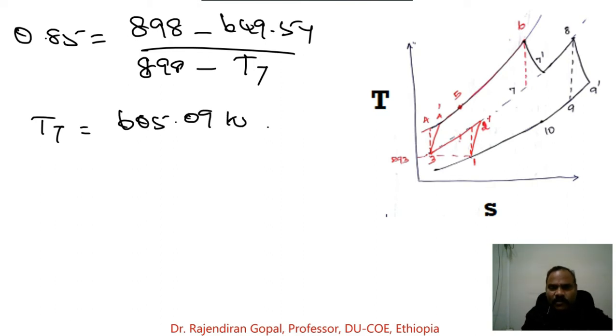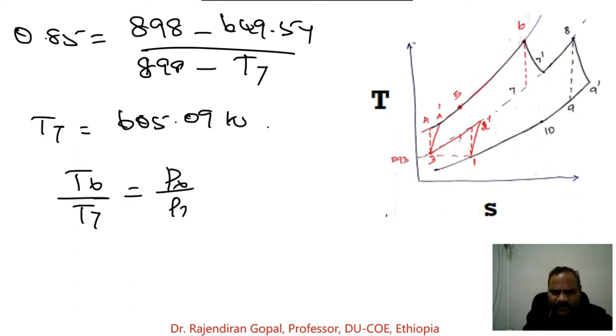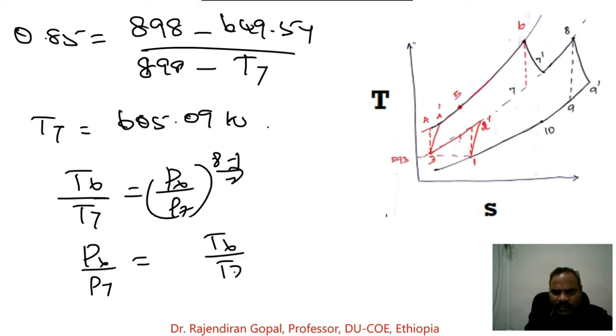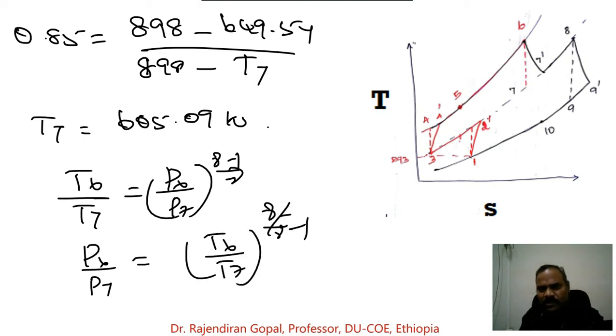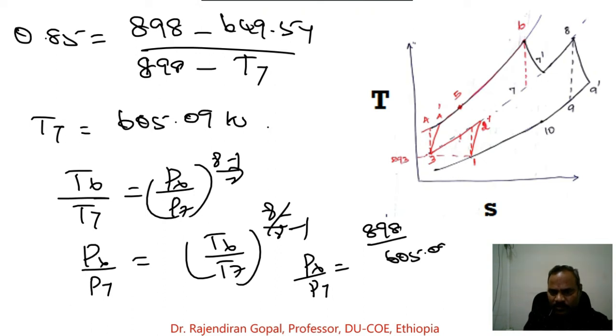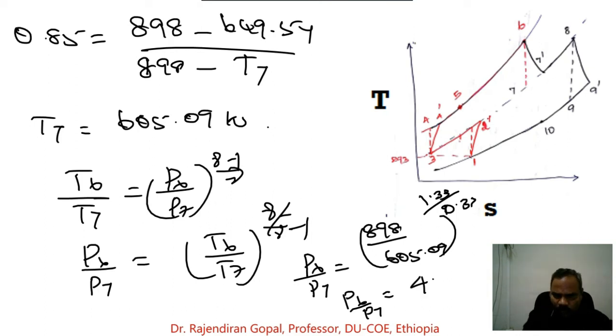So T7 is equal to 605.09 Kelvin. And we know that isentropic relation between 6 and 7, T6 over T7 is equal to P6 over P7 whole to the power gamma minus 1 by gamma. P6 over P7 is equal to T6 over T7 whole to the power gamma by gamma minus 1. That is P6 over P7 is equal to 898 over 605.09 whole to the power 1.33 divided by 0.33. We get P6 by P7 is equal to 4.89.